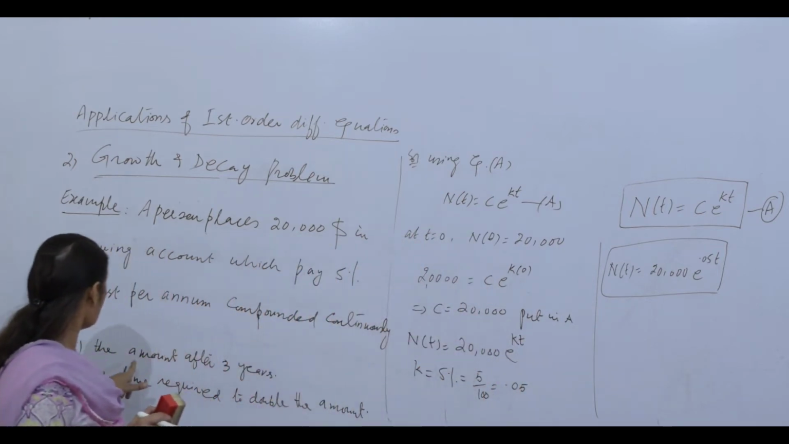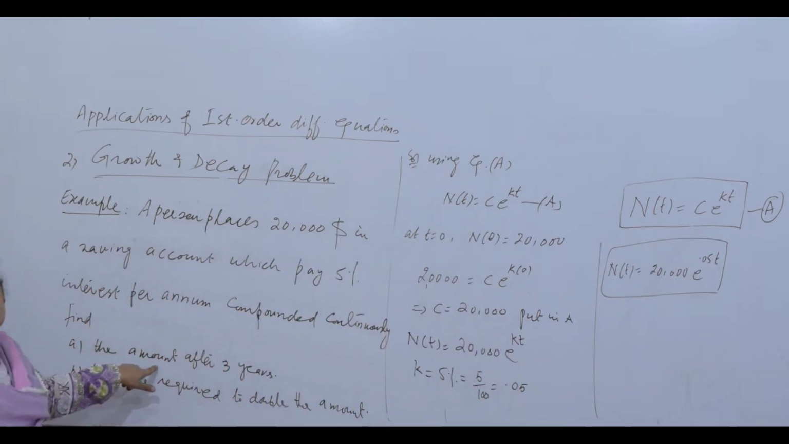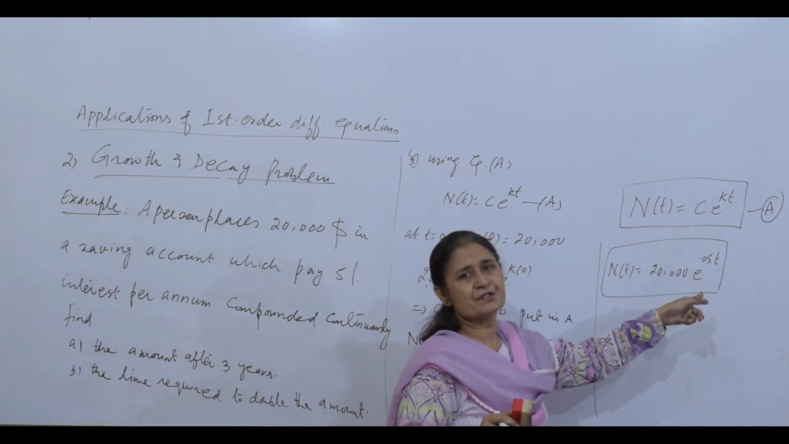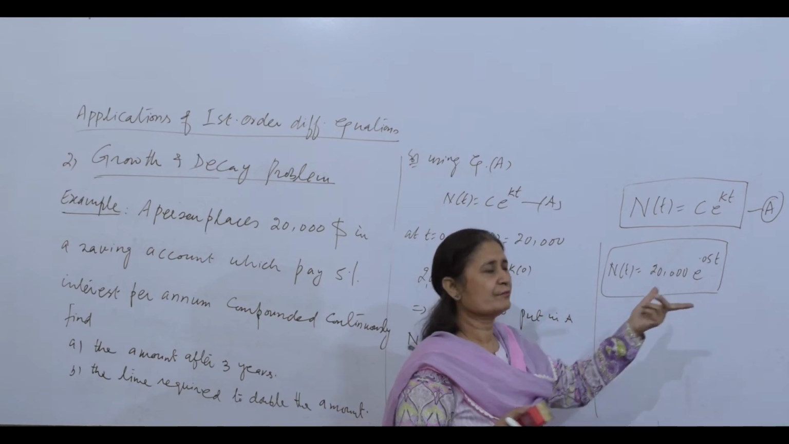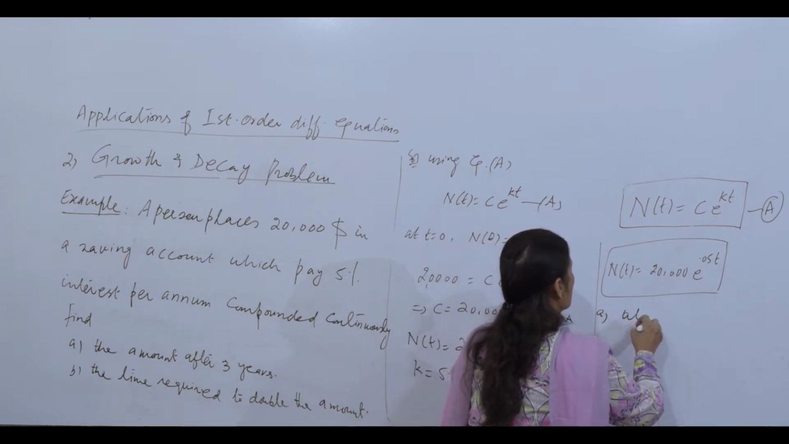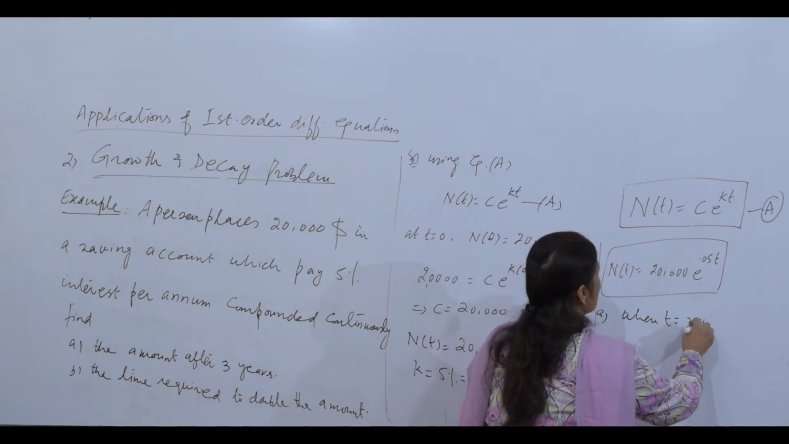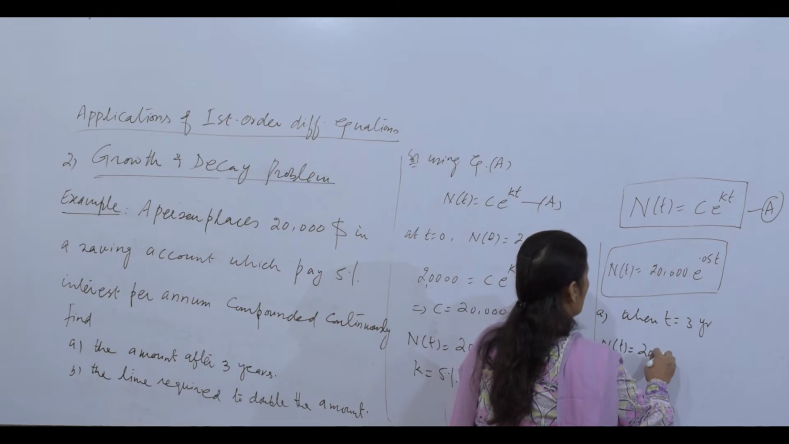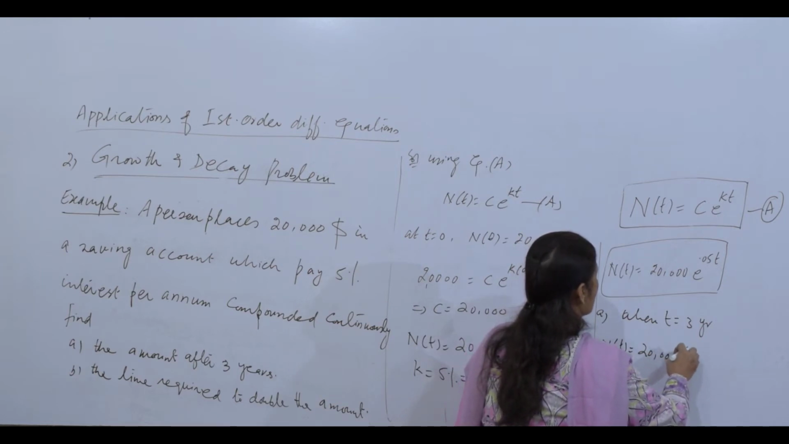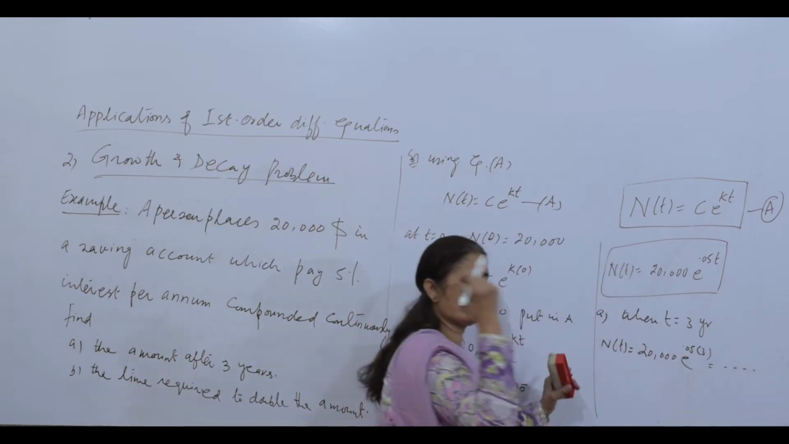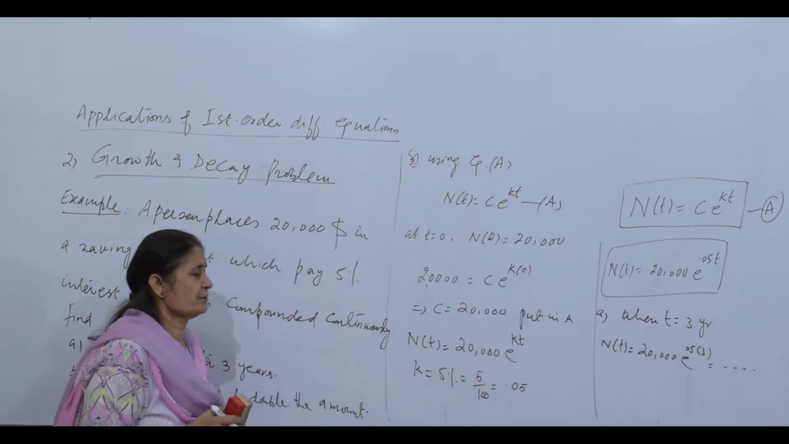Now I am coming to the amount after 3 years. What will you do? t is 3. Solving this, when t is equal to 3 years, N(t) will be 20,000 e^(0.05 times 3). Solve this and get the answer. You can use a calculator.